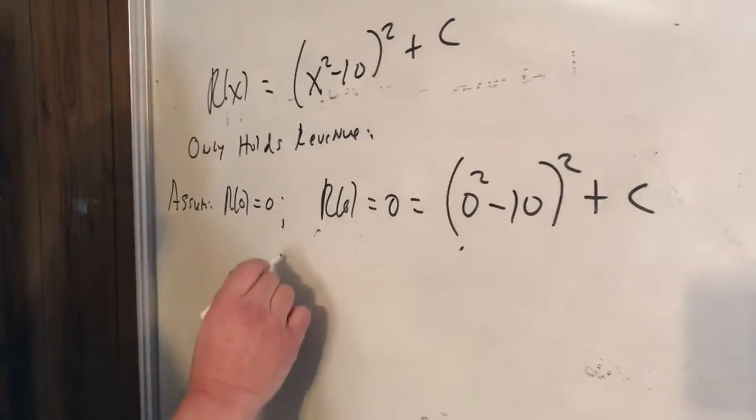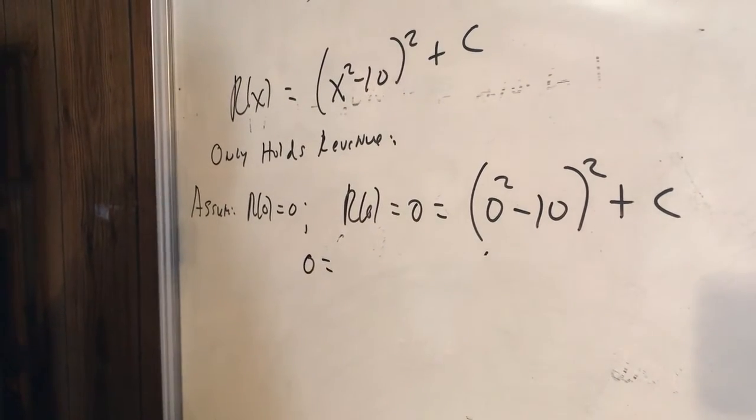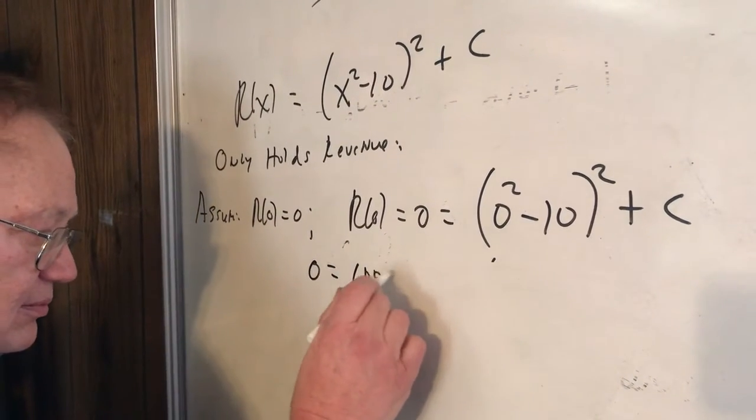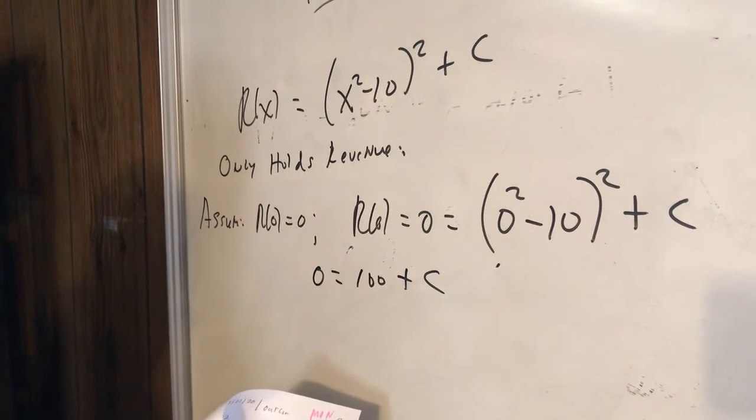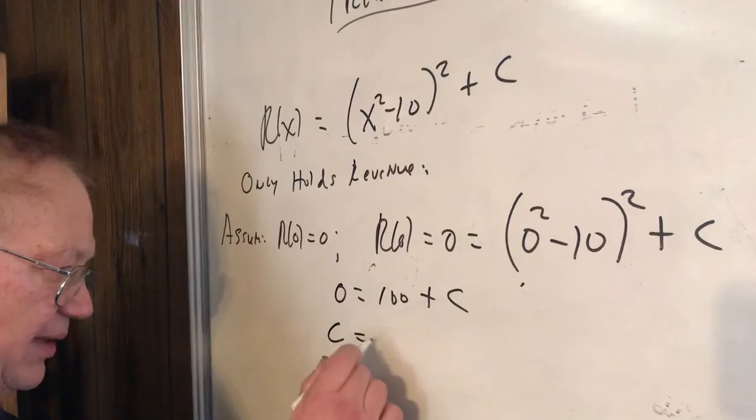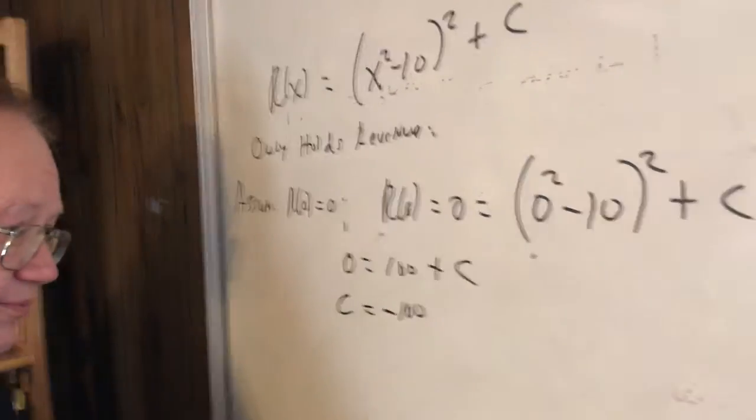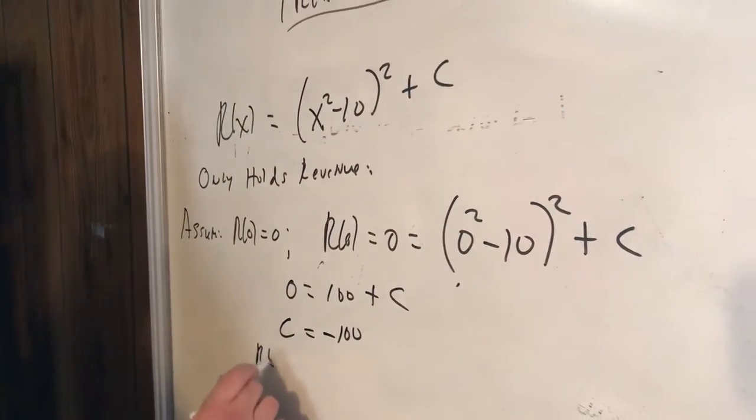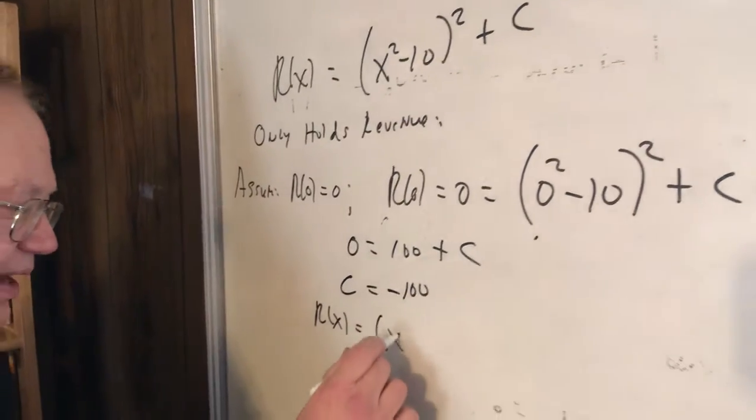So we have 0 equals 100 plus C. So what does C come out to be? C comes out to be minus 100. So the revenue comes out to be (x squared minus 10) squared plus minus 100.